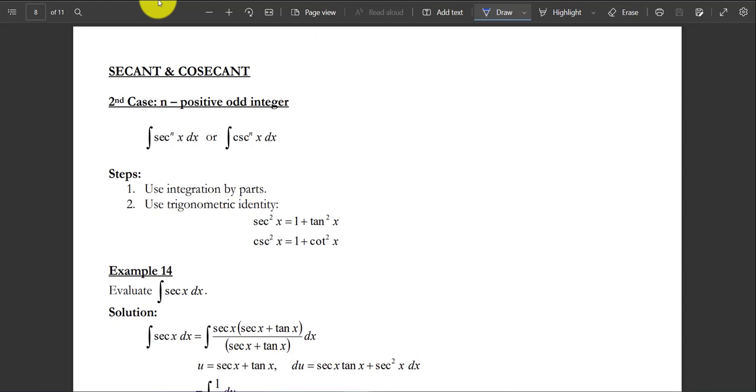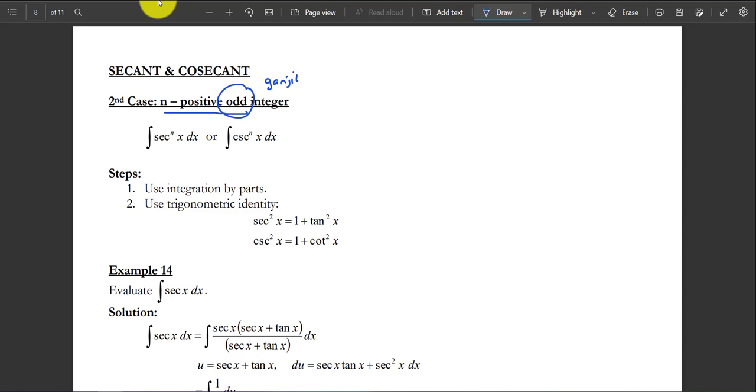Okay, so today we continue with secant and cosecant: how to evaluate the integration of secant and cosecant with power n. For the second case, secant and cosecant where n is a positive odd integer, odd, ganjil.